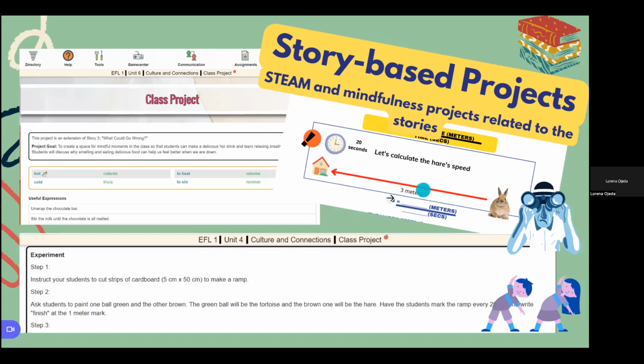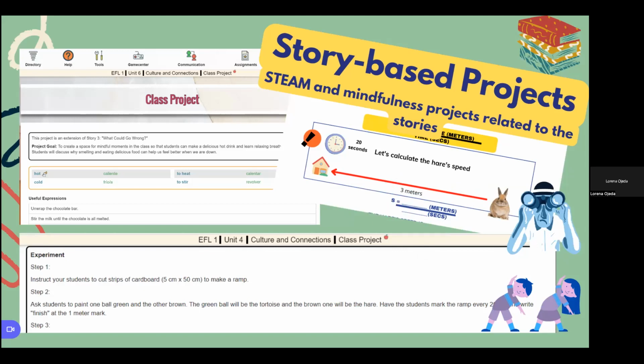Then students have to calculate the trajectory of a brown ball that represents the hare and a green ball that represents the tortoise. They have to make sure that they measure which ball gets there first and how long it takes for them to get there. And so they will be able to calculate speed. It's so much fun. This is my fun part.